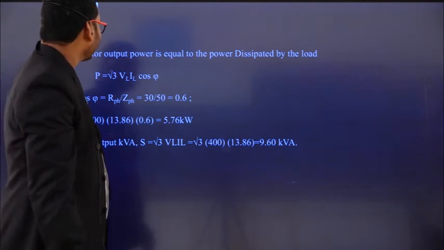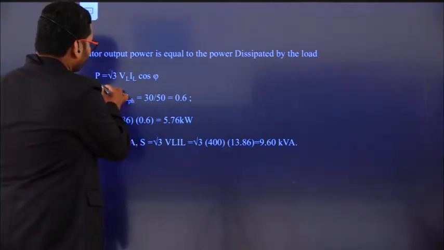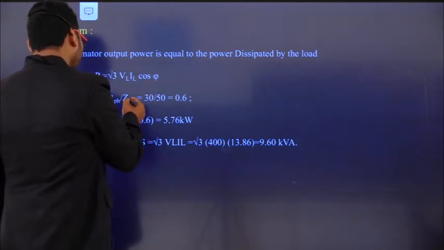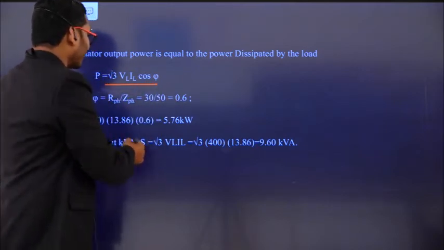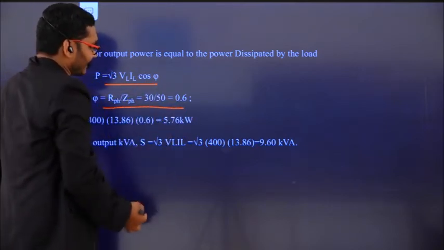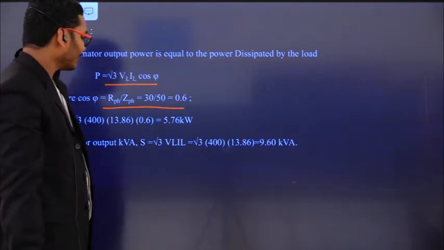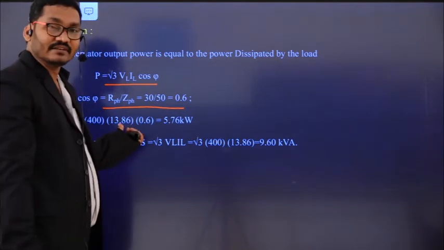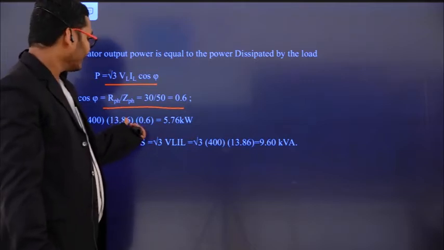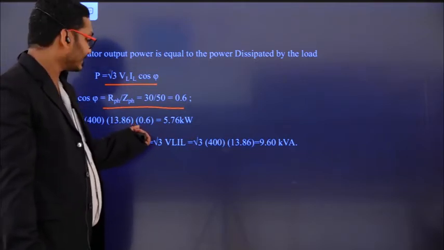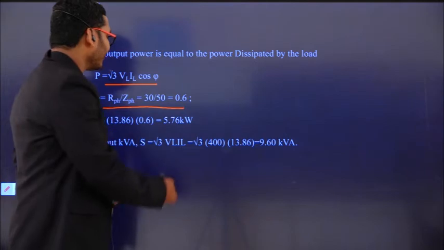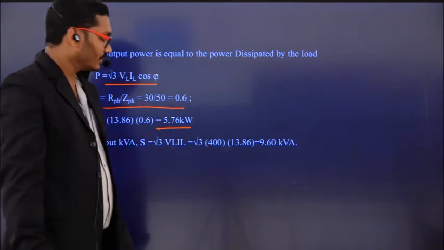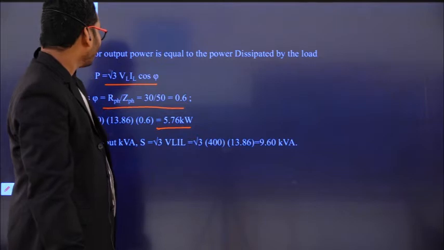So the power equals √3 times VL IL cos phi. Cos phi, as we just found, is R phase by Z phase, 30 by 50, which is 0.6. Power equals √3 times 400 volts times the line current 13.86 times the power factor 0.6. Finally you will get 5.76 kilowatts. This is the output power.